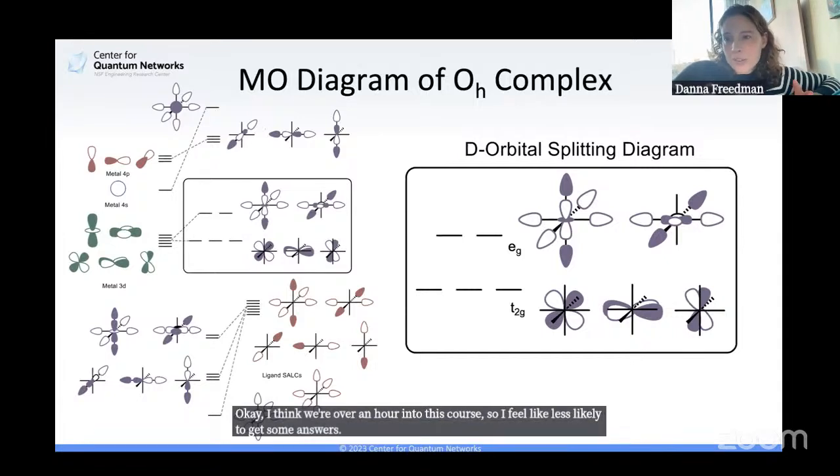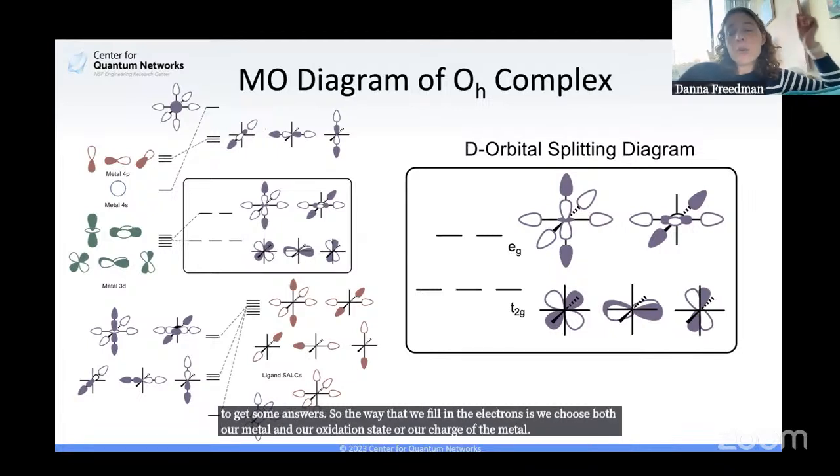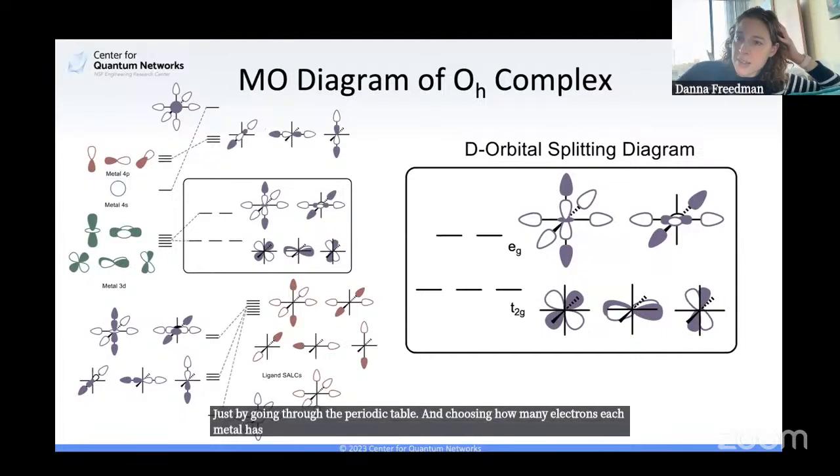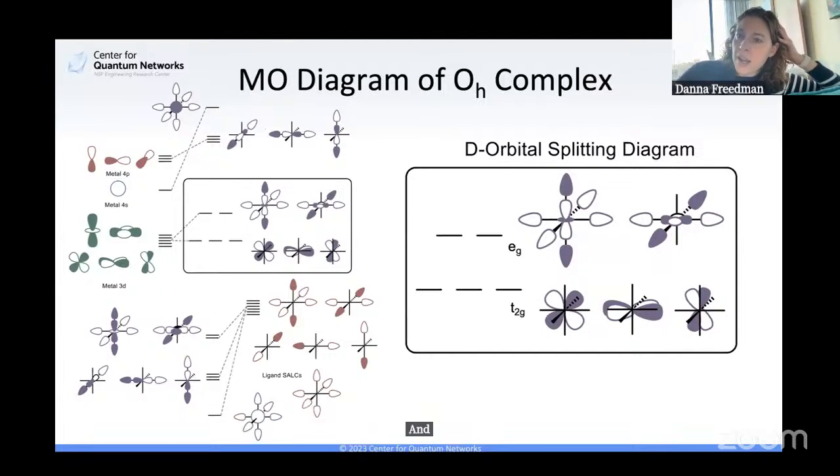So the way that we fill in the electrons is we choose both our metal and our oxidation state, or our charge of the metal. Just by going through the periodic table and choosing how many electrons each metal has, we can design these systems. And this is the way we can design our spin component of the spin optical interface.